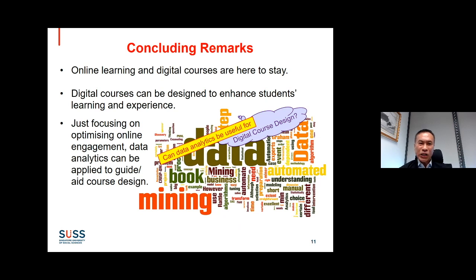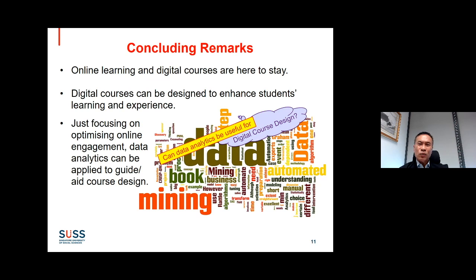Well, there's still a limitation that my presentation focuses mainly around online engagement and using data analytics to guide us and to help us in course design. But when we design courses, there can be other factors that we should consider, such as the content of the material we're trying to teach the students. So we have to put all these things together so that at the end of the day, we hope that online learning, digital courses can be very useful to our learners.